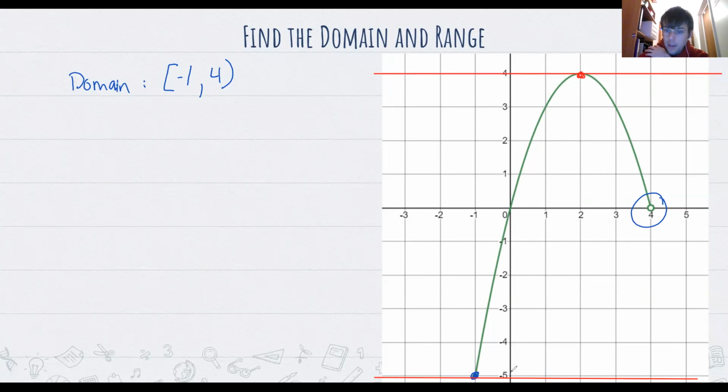The lowest is at -5. So our graph exists everywhere in between those, right? Even at 0, even though there's a hole there, it is defined right there. So everywhere in between it. So our range would be from -5 to 4, inclusive of both ends.